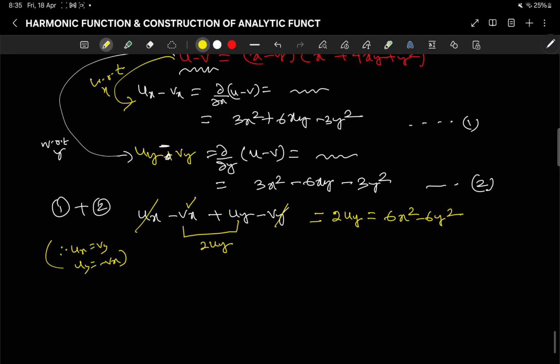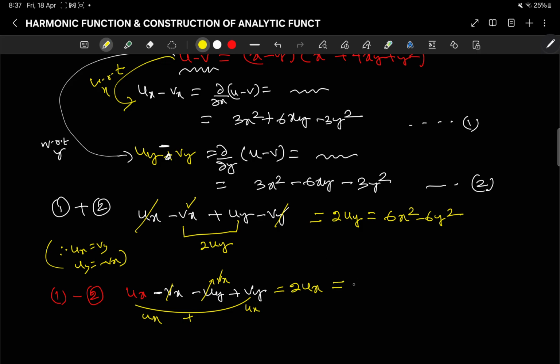Now subtracting 2 from 1, 1 minus 2, okay. What we are getting? Here ux minus vx minus uy plus vy, right? So by CR equation this is vx, so this vx and this vx cancelled. Now you add this ux plus ux, this is 2ux. Subtracting the right hand side, you are getting 12xy, right?